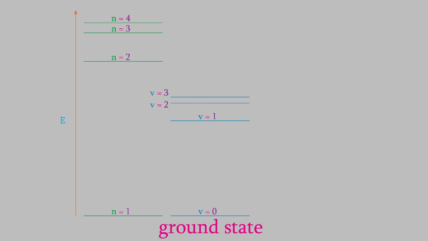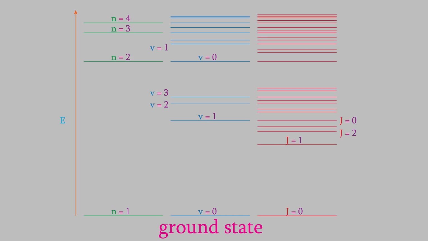Each electronic energy level has its own set of vibrational levels, so if we look at both types of energy levels, the diagram starts to look fairly complicated. And we haven't even talked about the rotational levels yet. Each of the vibrational levels has its own set of rotational energy levels. Just like the electronic and vibrational levels, these get closer together as we raise the energy. So when we combine the electronic, vibrational, and rotational levels, this diagram looks very messy.